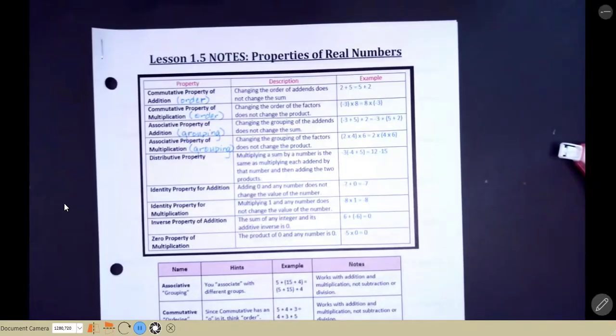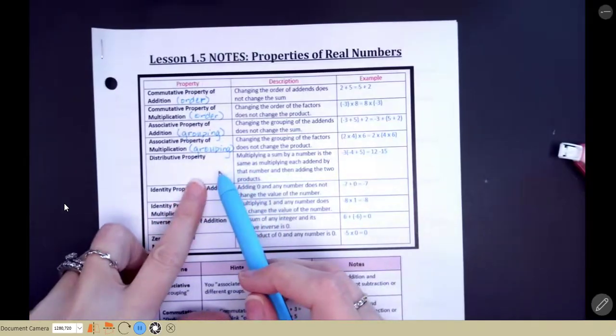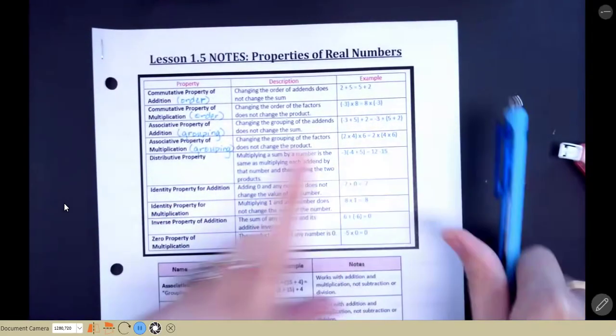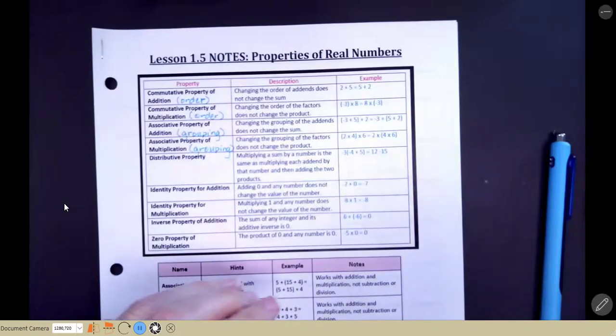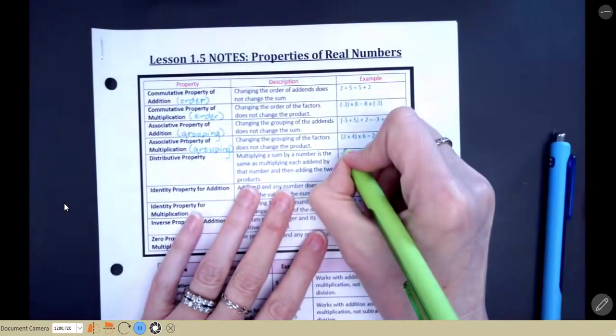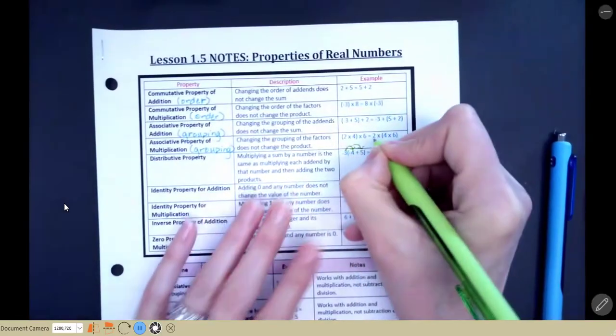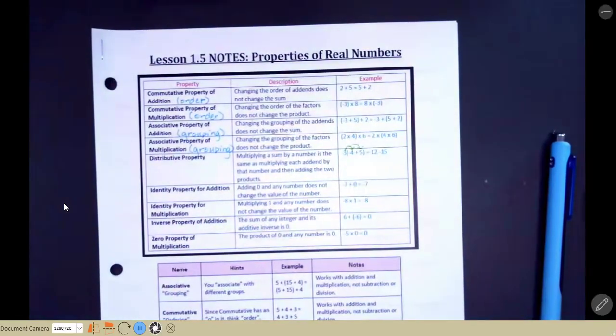The distributive property is taking a number from the outside and multiplying it by both numbers on the inside. You're distributing that outside number to the inside numbers. That's what distributing is.